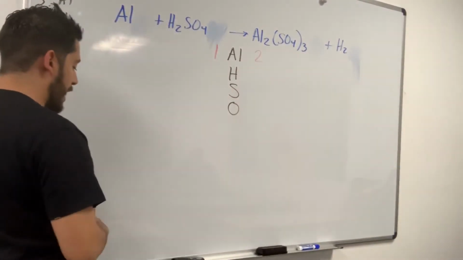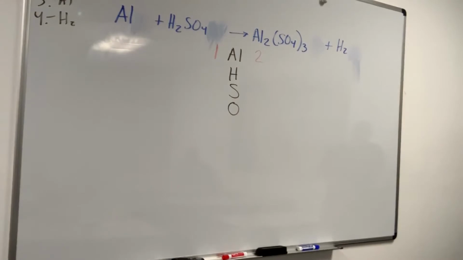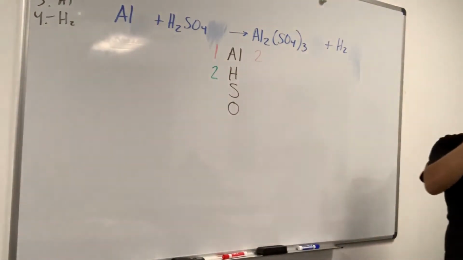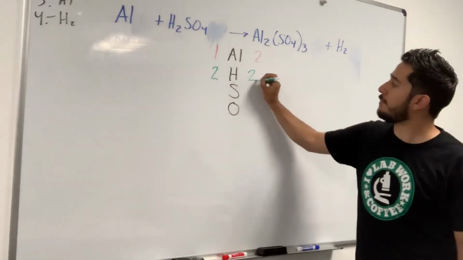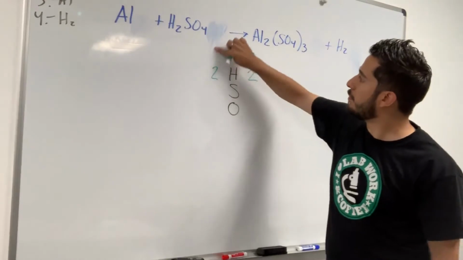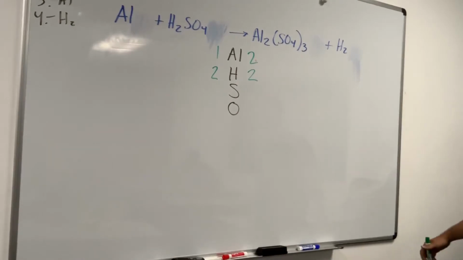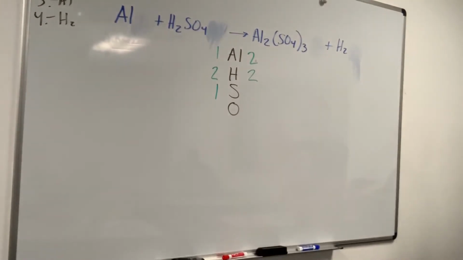How many hydrogens do I have on the left side? 2. Right. On the left side I have 2 hydrogens. And how many do I have on the right side? Looks like 2, right? Yeah, it's 2. Okay, so we're good. How many sulfurs do I have on the left side? We're not balancing yet, we're just counting. 1. It's just a 1. And how many do I have on the right side? 3.